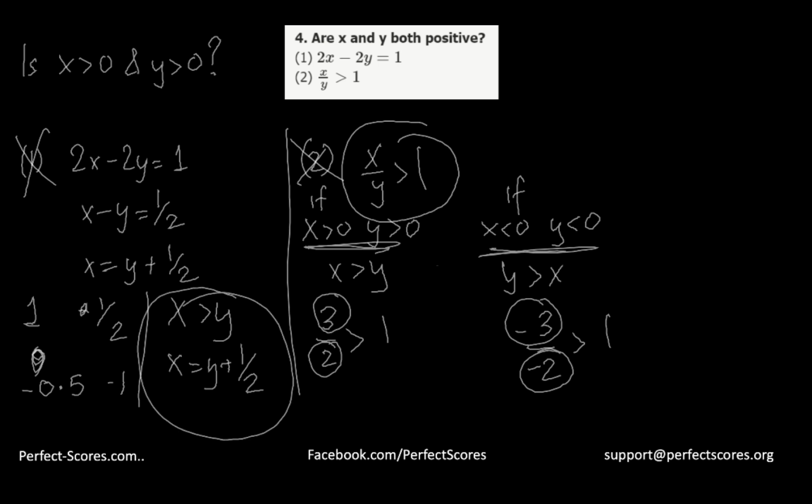so that means the negative case completely goes off the chart. The only thing that is left is x is greater than y. Hence, combining both the statements is sufficient.